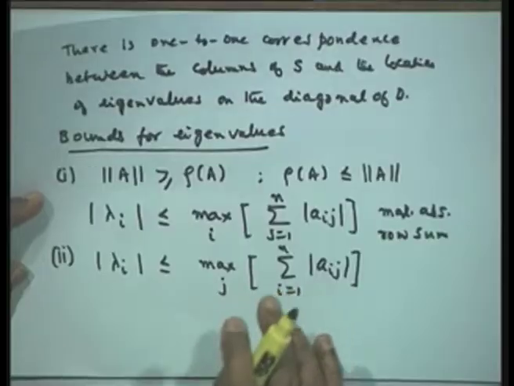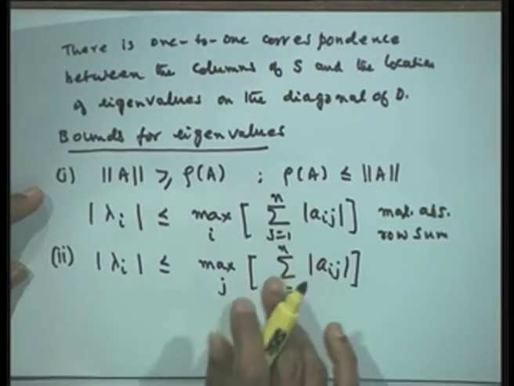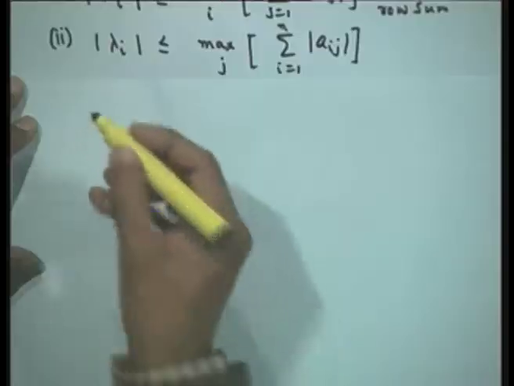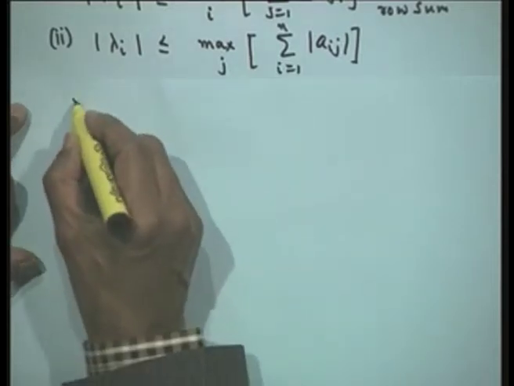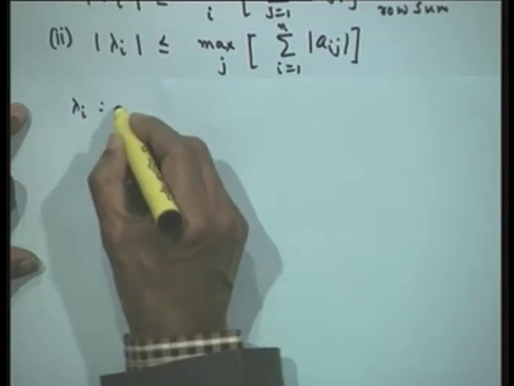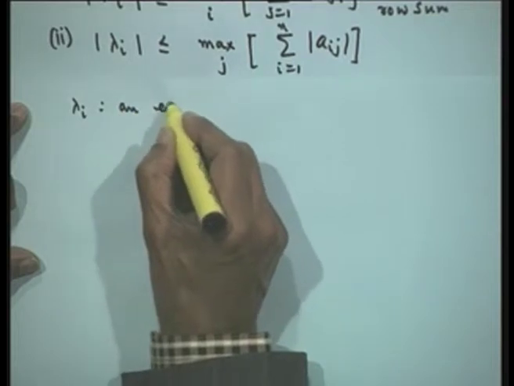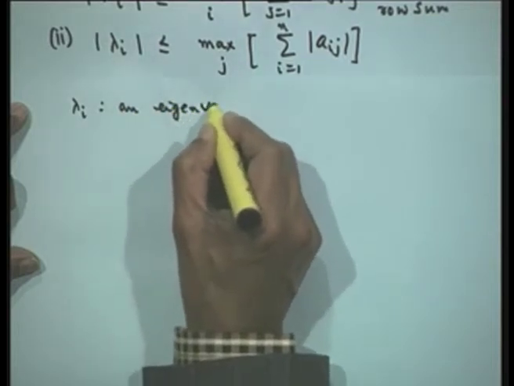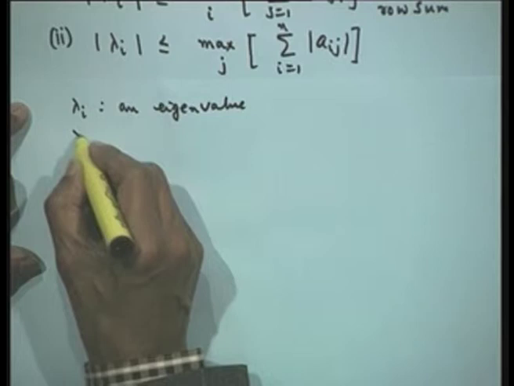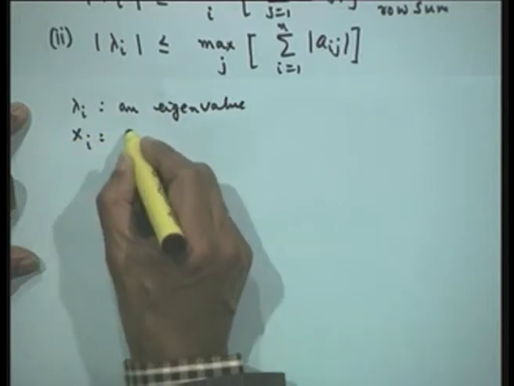Now, these are the two obvious bounds that we get from here, but these are very rough bounds. We would now like to get some sharper ones, and for this we look at our basic problem Ax = lambda x. Let us pick one eigenvalue, lambda i, and take the corresponding eigenvector.